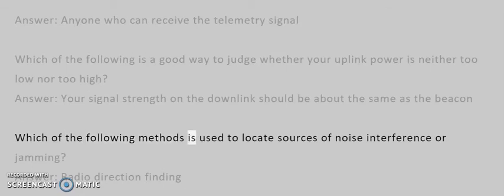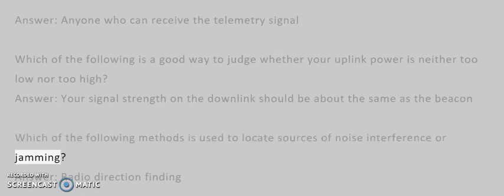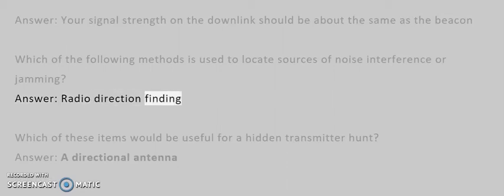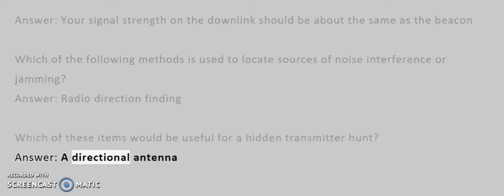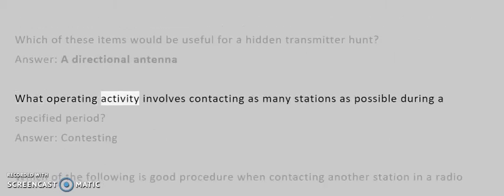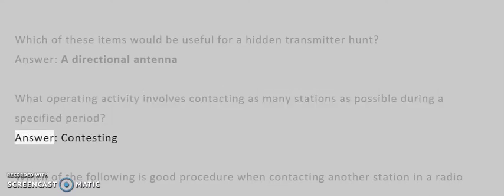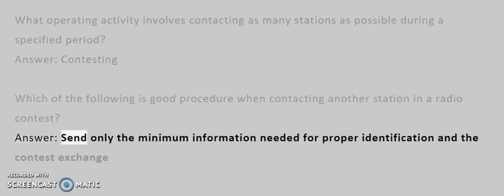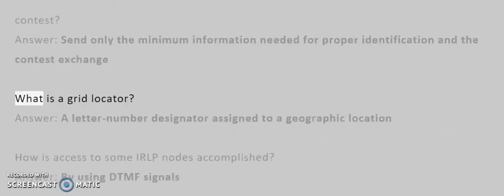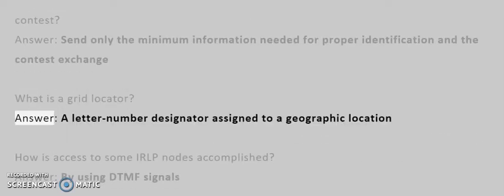Which of the following methods is used to locate sources of noise interference or jamming? Answer, radio direction finding. Which of these items would be useful for a hidden transmitter hunt? Answer, a directional antenna. What operating activity involves contacting as many stations as possible during a specified period? Answer, contesting. Which of the following is good procedure when contacting another station in a radio contest? Answer, send only the minimum information needed for proper identification and the contest exchange. What is a grid locator? Answer, a letter number designator assigned to a geographic location.